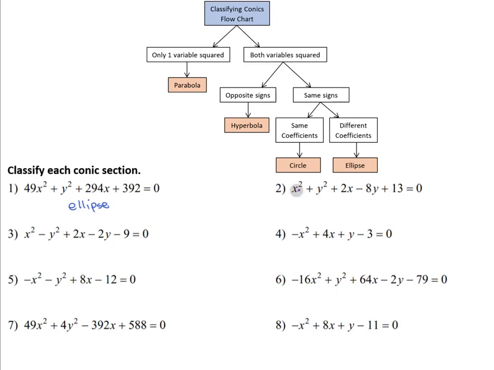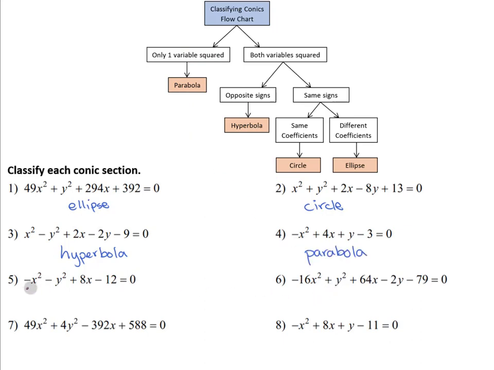Okay, number 2. Let's see, both variables are squared, not a parabola. They're the same signs, not a hyperbola. But my coefficients are exactly the same, which means in this case, this is a circle. For number 3, both variables are squared, not a parabola. This time, though, they have opposite signs. One is positive, one is negative. That guarantees hyperbola. For number 4, notice this time only x is squared, y is not squared. And if only one of your variables is squared, this is a parabola.